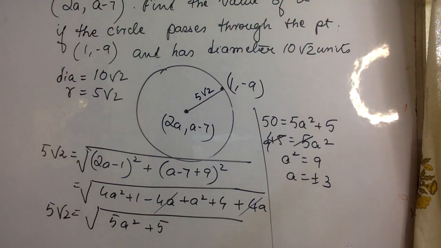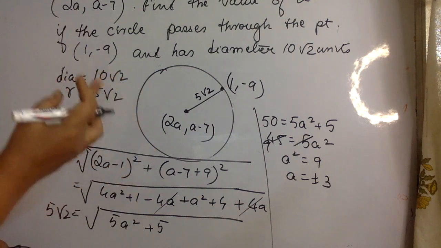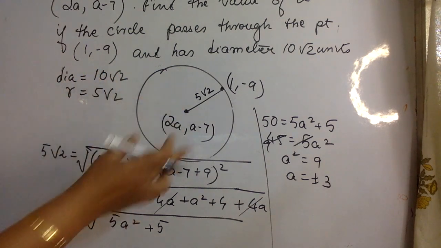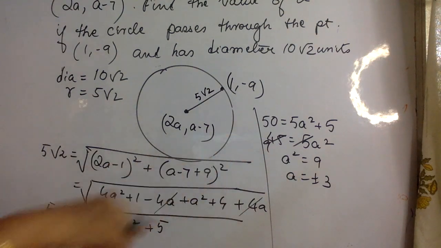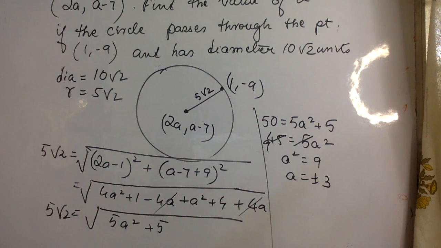So a has two values. Okay, so they have told find the value of a for which the circle has this kind of diameter. Okay, so there will be two different values of a, plus 3 and minus 3. Okay, both of them work.